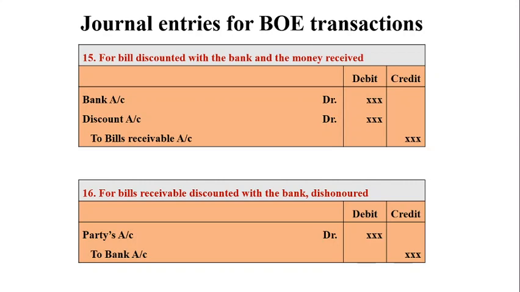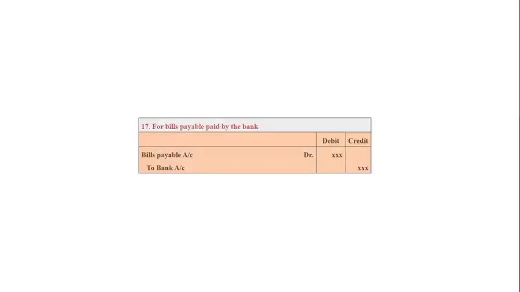16. For bills receivable discounted with the bank dishonored. Now it has to be reversed, and therefore party's account is debited and the bank account is credited for the full amount. Because the party has to give, the liability arises. So the journal entry is party's account debtor to bank account.